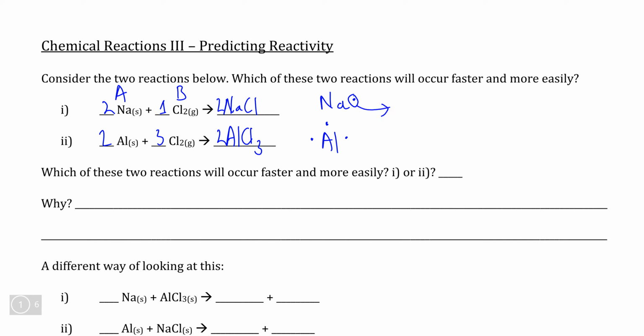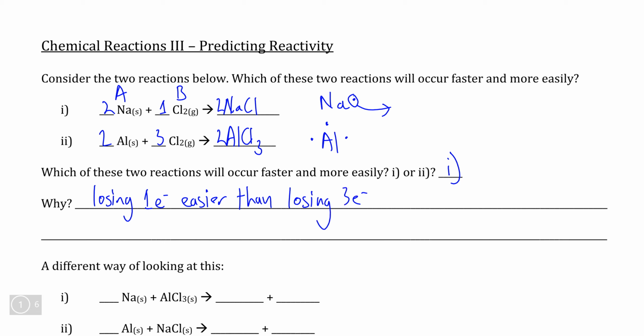Obviously, losing 1 valence electron is going to be easier than losing 3, so that probably means that reaction 1 is more easy to happen than reaction 2. So if we put some of this into writing, we can say that losing 1 valence electron is much easier to do than losing 3.